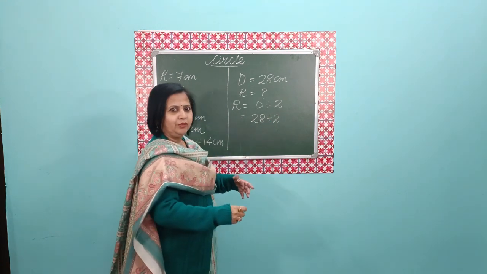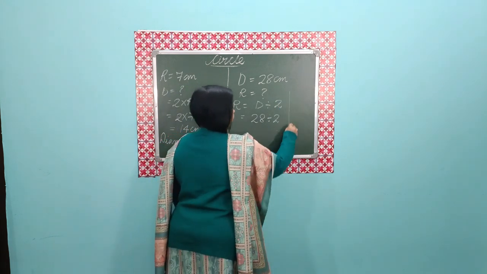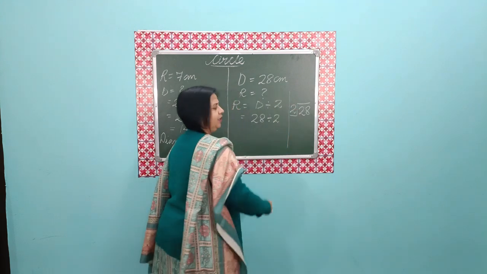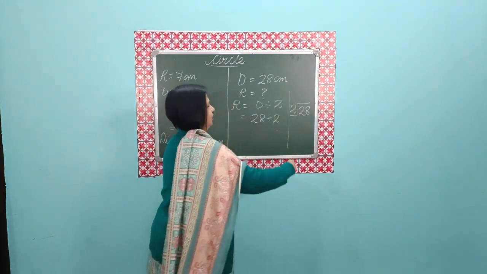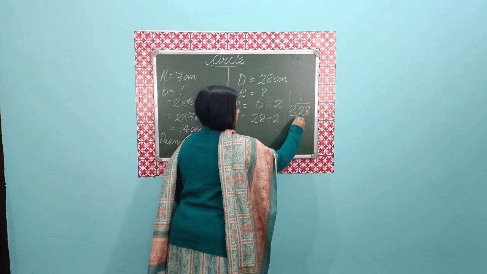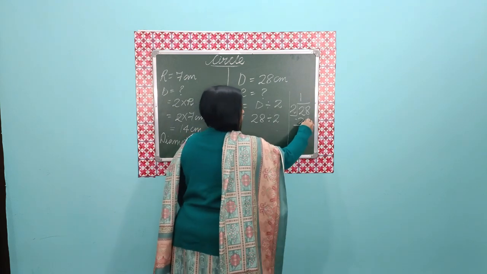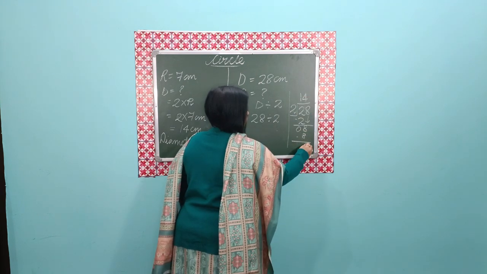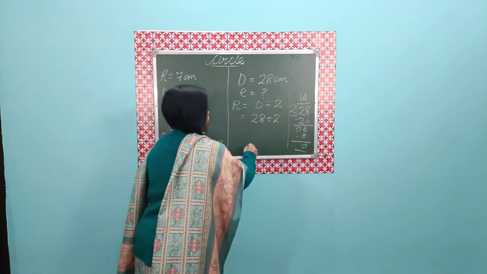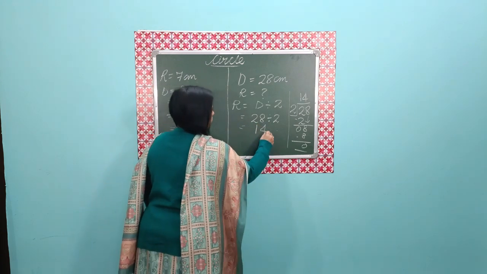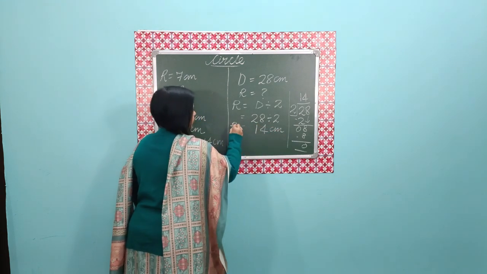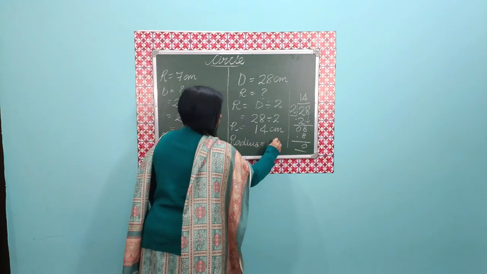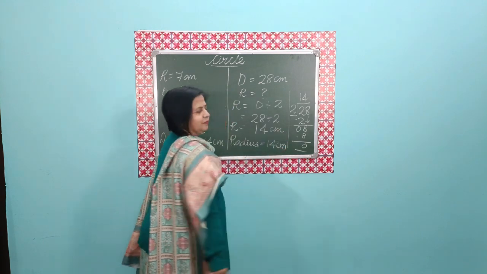Now, if you can do it orally, fine; otherwise, draw your rough column. And here you have 28 divided by 2. So, do the simple division. 2 ones are 2. Minus, we'll do it very fast. Bring down 8. So, you have 2 fours are 8. Zero, nothing. So, that means the answer is 14 centimeters. R is equal to 14 centimeters. Final answer: radius is equal to 14 centimeters.